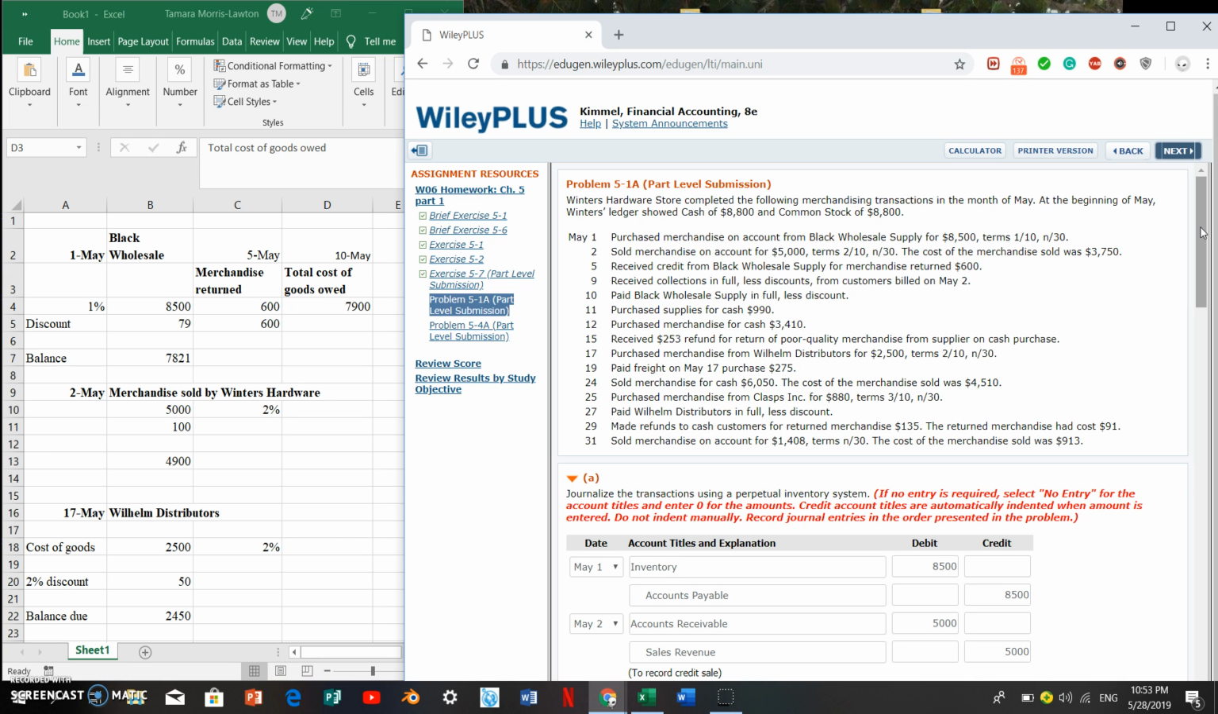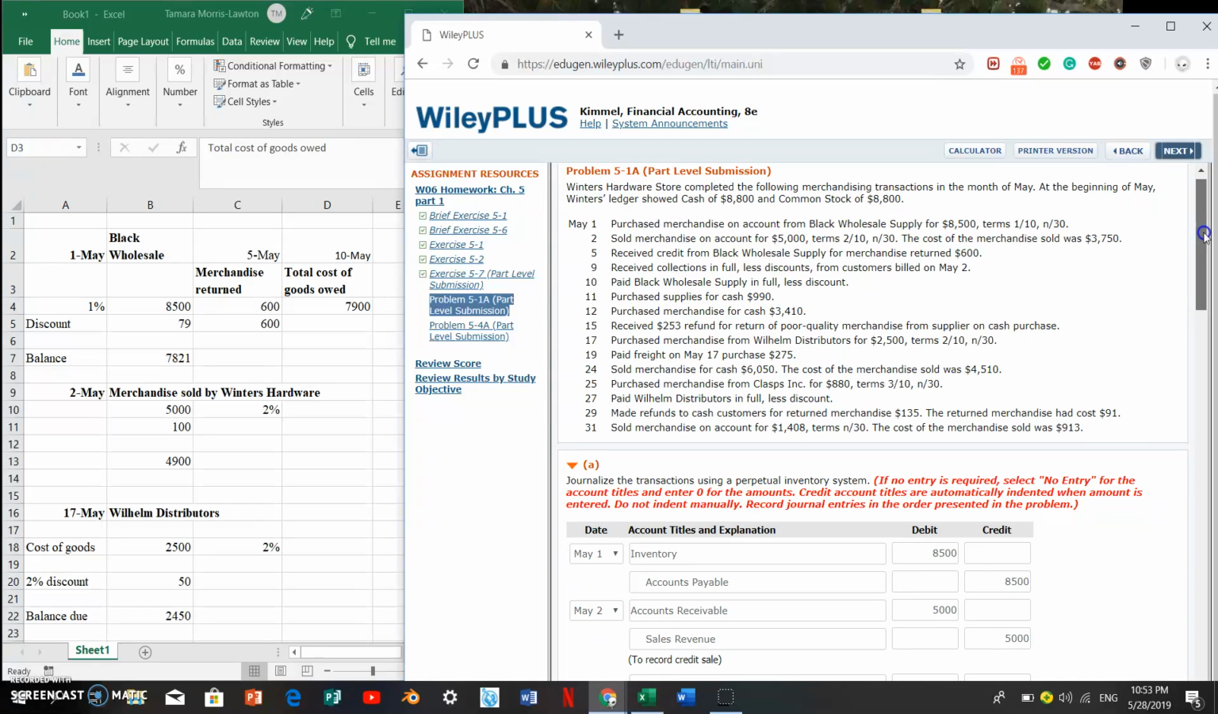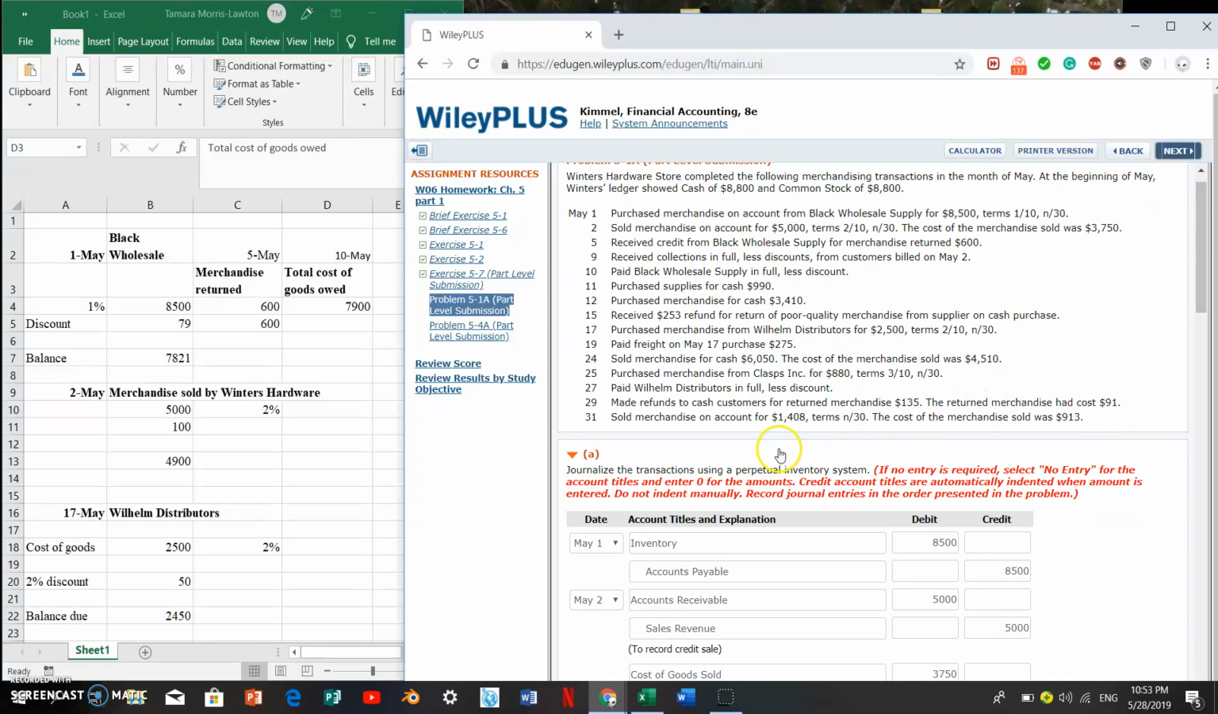So the first transaction happened on May 1st, where they purchased merchandise on account from Black Wholesale Supply for $8,500. The terms are 1/10, n/30. That means that if they pay within 10 days, they will get a discount of 1%. Otherwise they pay the net of any allowances or returns at the end of 30 days. So on May 1st, we would debit the inventory account with $8,500 and credit accounts payable with $8,500.